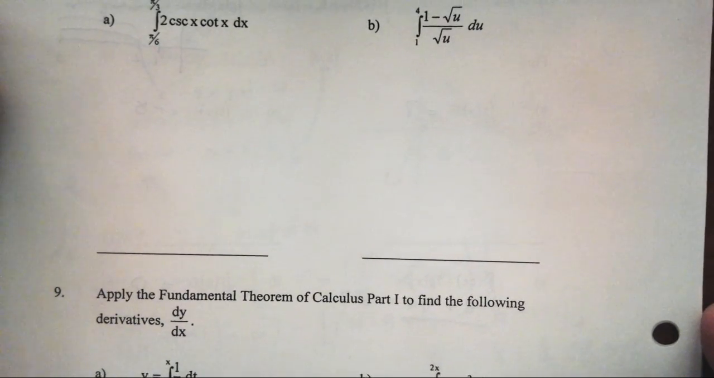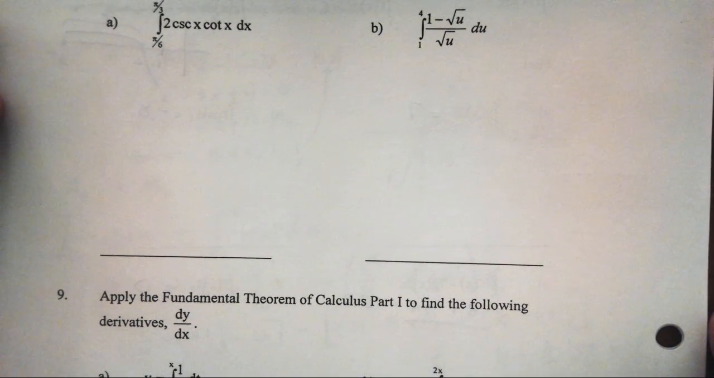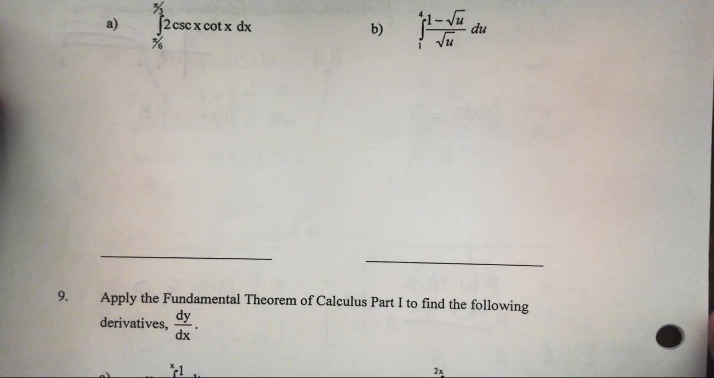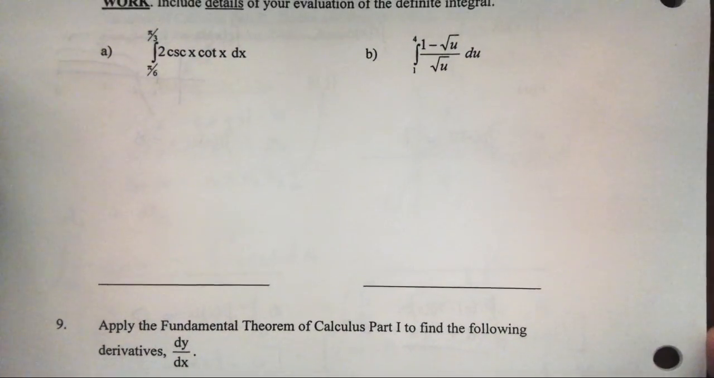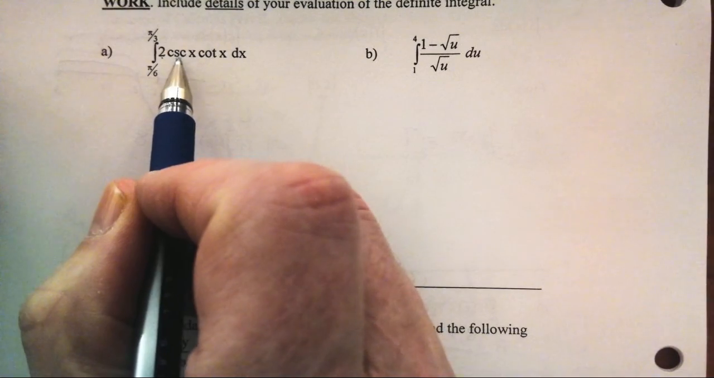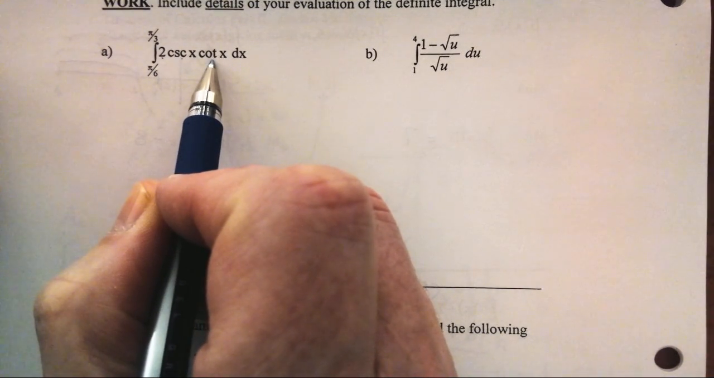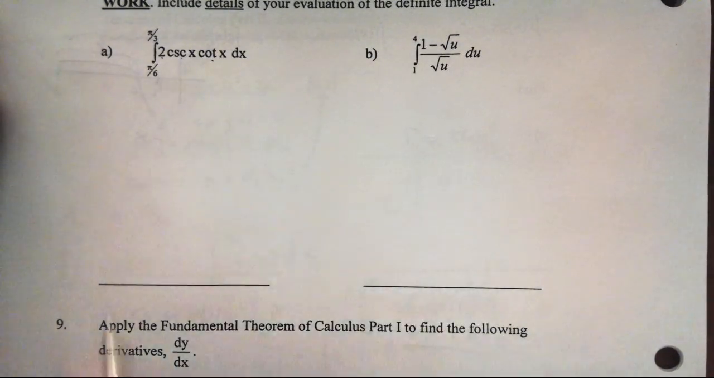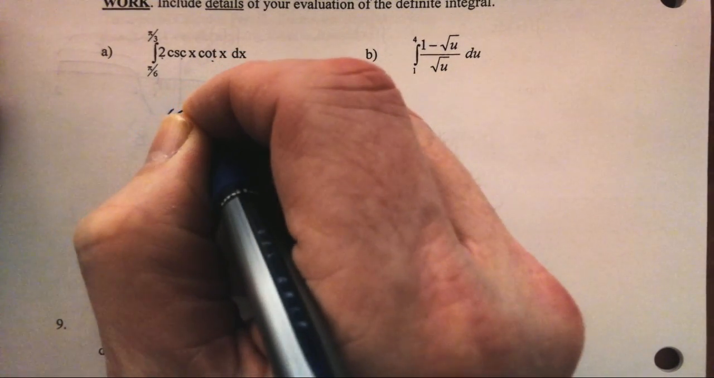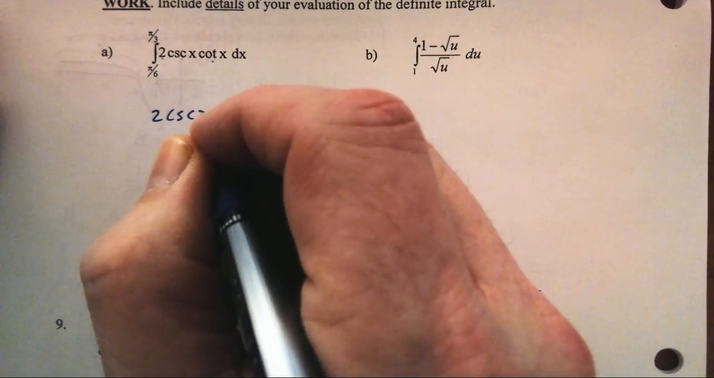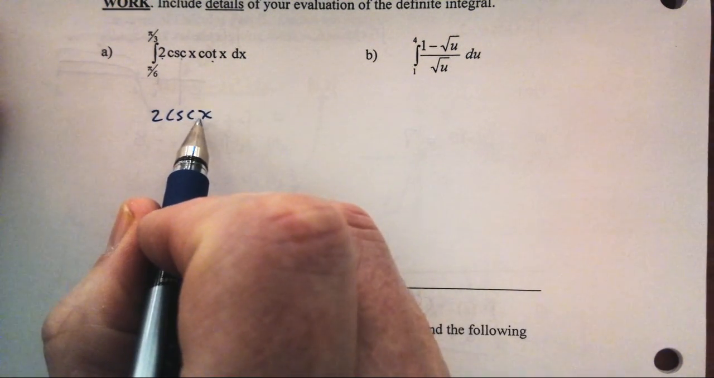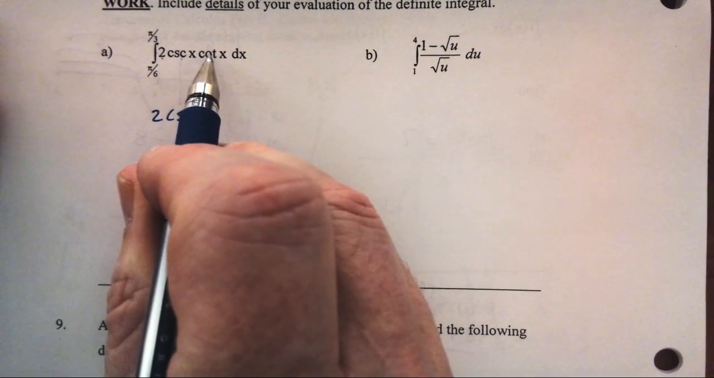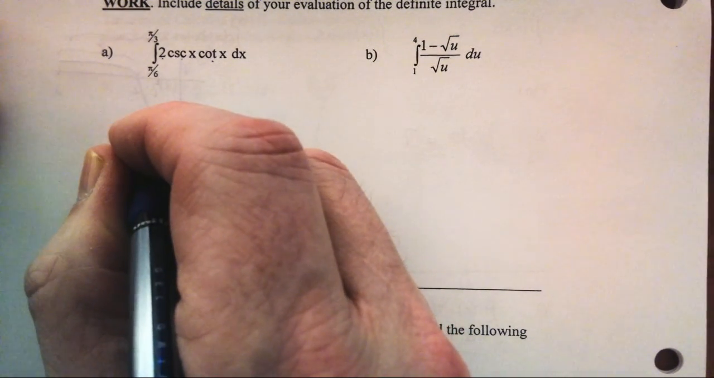Number 8, evaluate using the fundamental theorem of calculus part 2. So this is just integration as we've been doing it. So forget about the 2. Cosecant, cotangent. Well, the derivative of cosecant is negative cosecant, cotangent. So if I go with cosecant x, I need the 2. So now the derivative of this would be negative 2 cosecant cotangent. So I'm going to put a negative here.